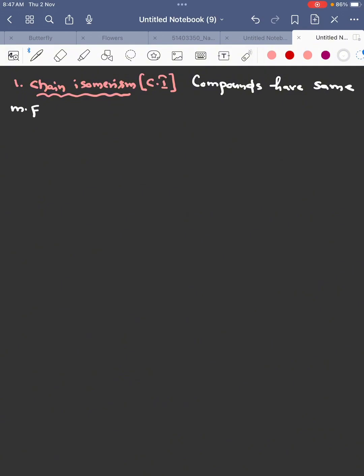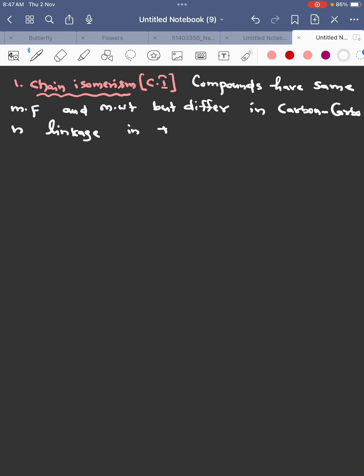I will write MF, molecular formula, and molecular weight, but differ in carbon-carbon linkage in the molecule. So this is the small definition of chain isomerism.